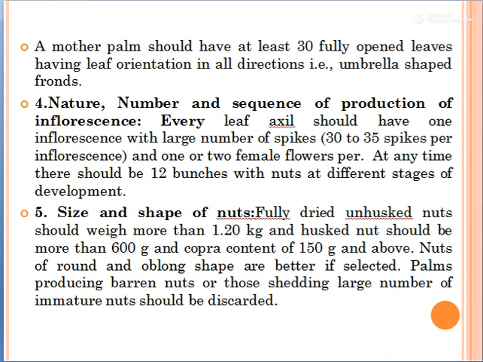Then the size and shape of nuts. Fully dried unhusked nuts should weigh more than 1.20 kg, husk should be more than 60 gram, and copra content 150 gram and above. So the weight and shape of the nut is also important. Nuts of round and oblong shape are better for selection. Palms producing barren nuts or shedding a large number of immature nuts should be discarded.